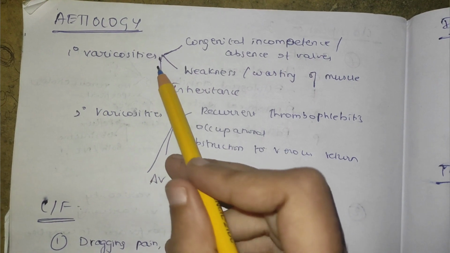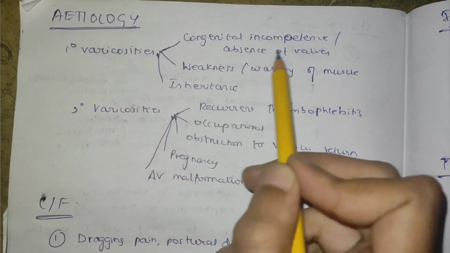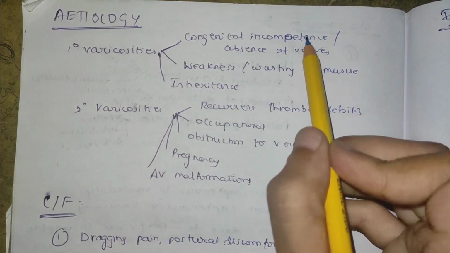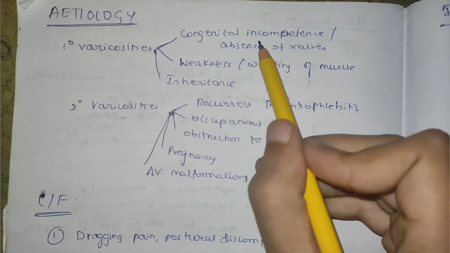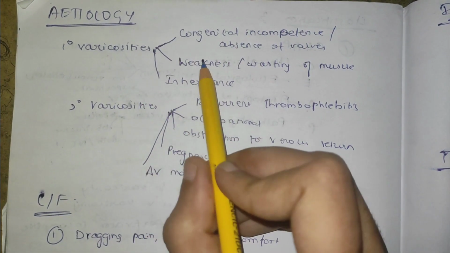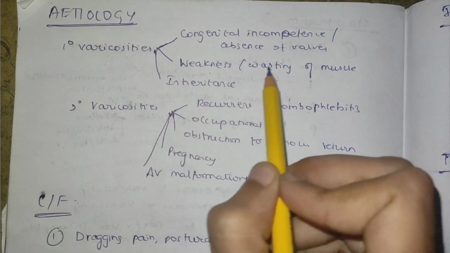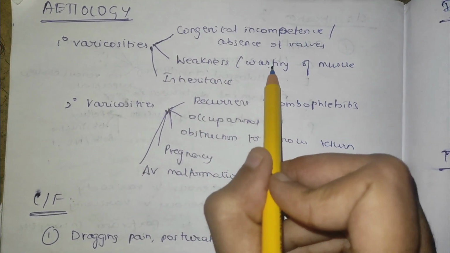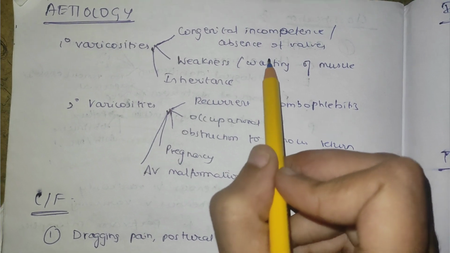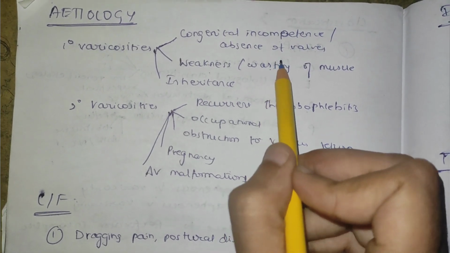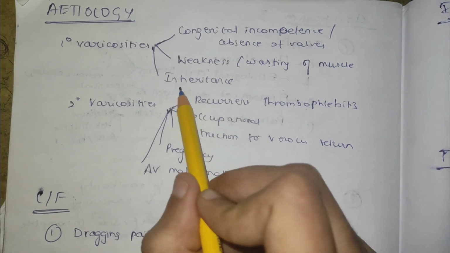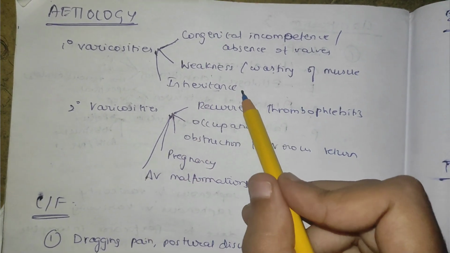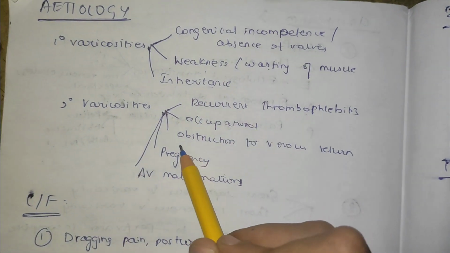Primary varicosities is due to congenital incompetence or absence of valves. If the valves are incompetent congenitally from birth, or if the valves are absent from birth, that is a reason for primary varicosity. Or weakness or wasting of the muscles. Weakness or wasting in the calf muscles is the main reason. And defective connective tissue and smooth muscle in the venous wall is also a reason for primary varicosities. And next one is the inheritance. Family inheritance of a gene that causes primary varicosities.